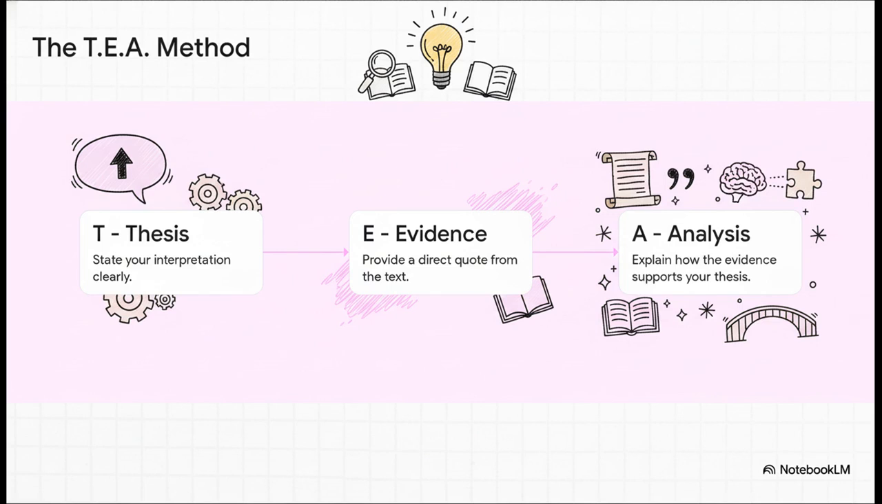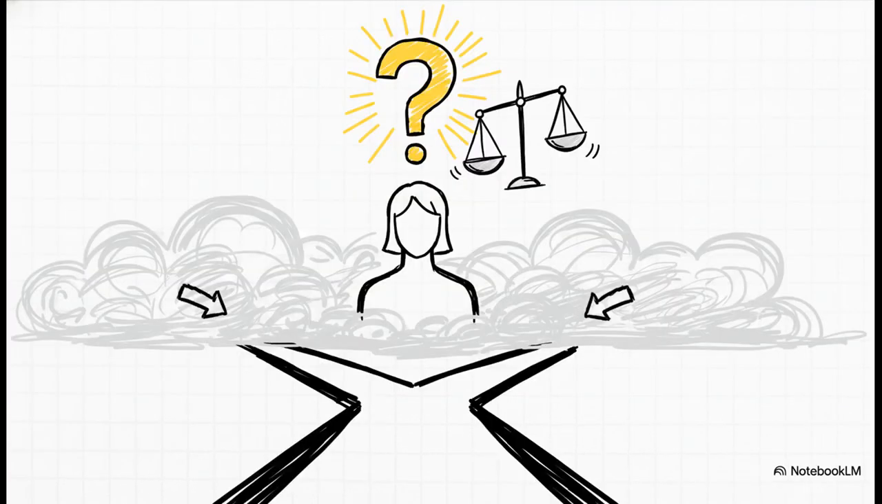First, you state your thesis. That's your main point. Then you provide the evidence, which we just did with the quote. And finally, you give the analysis, which is where you connect the dots. So let's apply step one. Here's our thesis. The fog isn't just weather. It's a symbol for the main character's moral confusion. It's a pretty bold claim, right? But it's clear and it's direct.